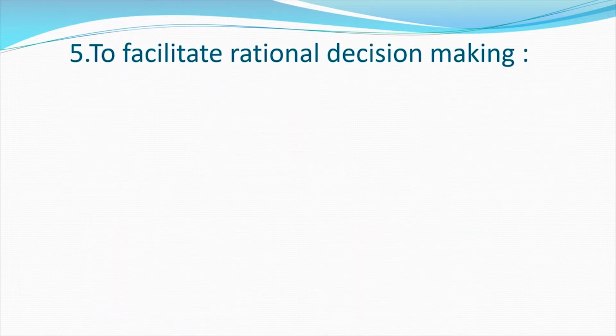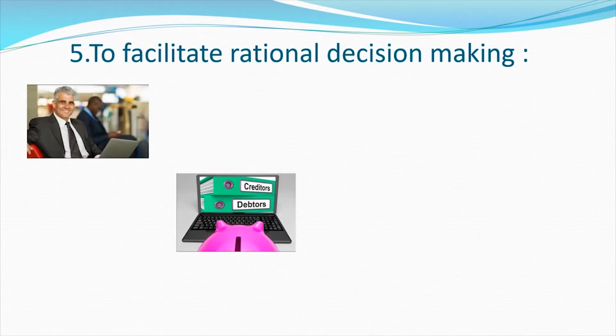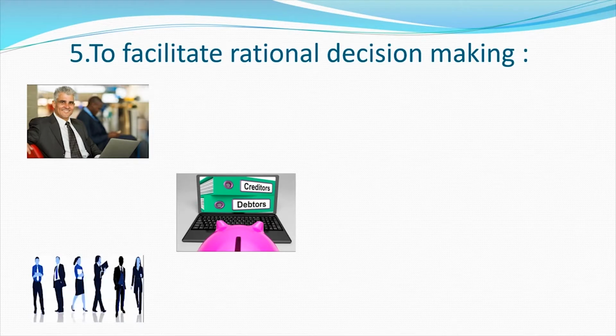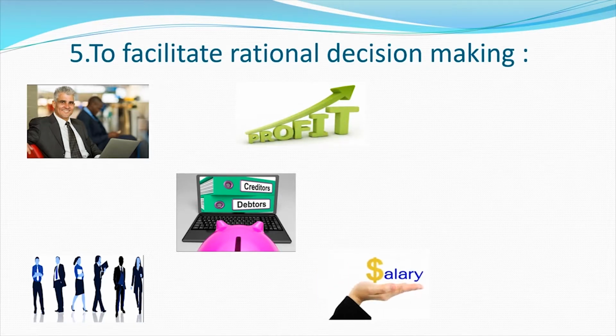Next objective is to facilitate rational decision making. Many persons like owners, debtors, creditors, employees and government authorities are associated with business. Owners are interested in profits, employees are interested in salaries and incentives, creditors are interested in loans, and other government authorities in taxes, etc. Accounting provides information to all the stakeholders to facilitate rational decision making.